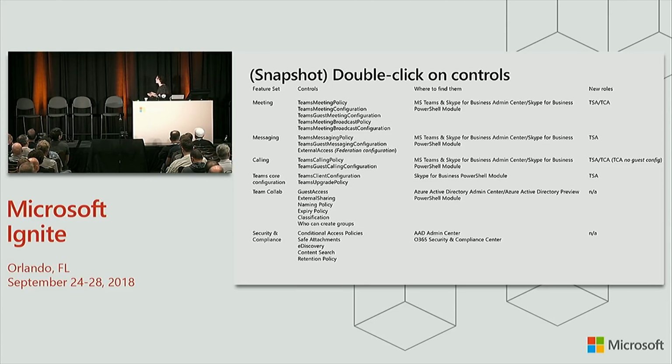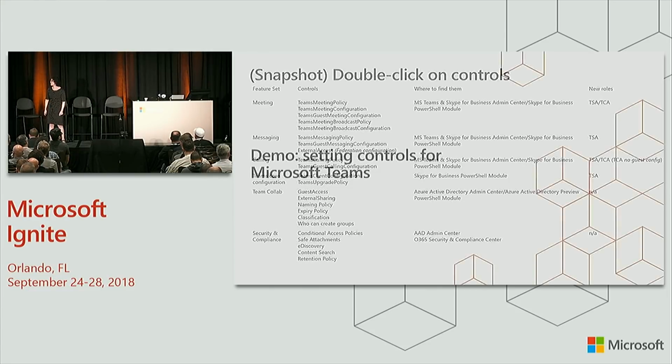What I wanted to highlight was, if you're trying to control something around meetings, messaging or calling, you're going to be going to the Microsoft Teams and Skype for Business Admin Center, and using the Skype for Business PowerShell module. If you want to do some core group collaboration, you're going to be going to the Azure Active Directory Admin Center and the Azure Active Directory PowerShell module. And then there are a number of security and compliance controls that you would manage in the Security and Compliance Center.